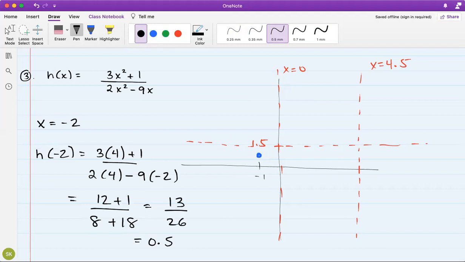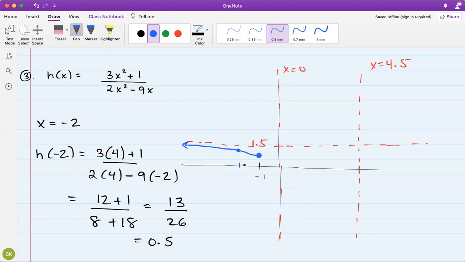So 4 over 11 was what we originally got. 4 over 11 is 0.3636. So 0.5, if this is 0.3636, then it's going to be a little bit higher. So when we plug in -2, we're a little bit higher. And so what it looks like is going to happen, you can plug in more points if you want to, we're going to go up towards this asymptote like that.